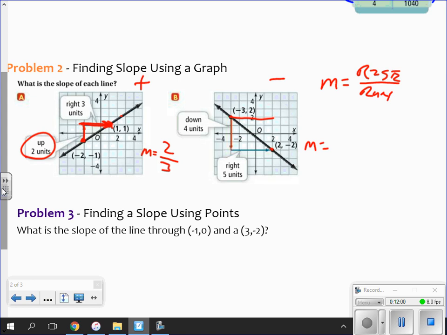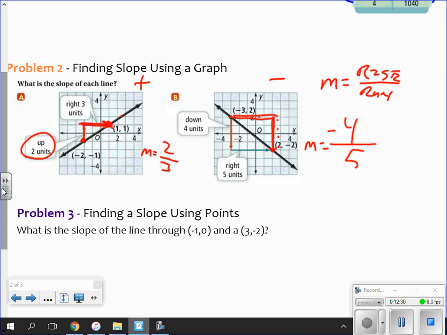And that would be going over 1, 2, 3, 4, 5 units. And then going down, so I go over 5, and then I go down 1, 2, 3, 4. Is down positive or negative? Negative. So my slope is negative 4/5. Easy peasy. Pick 2 points. Figure out your rise. Figure out your run as you're going from one to the other. Draw a little triangle.